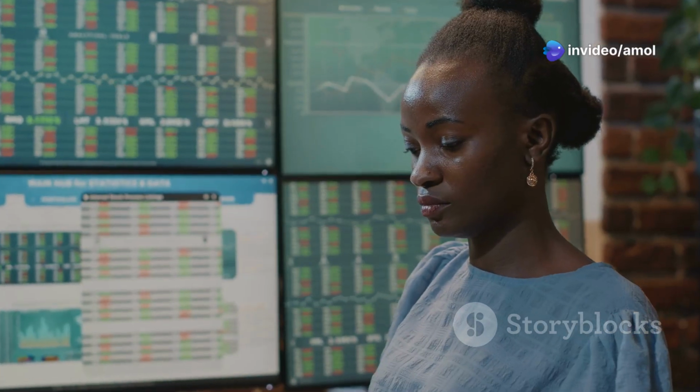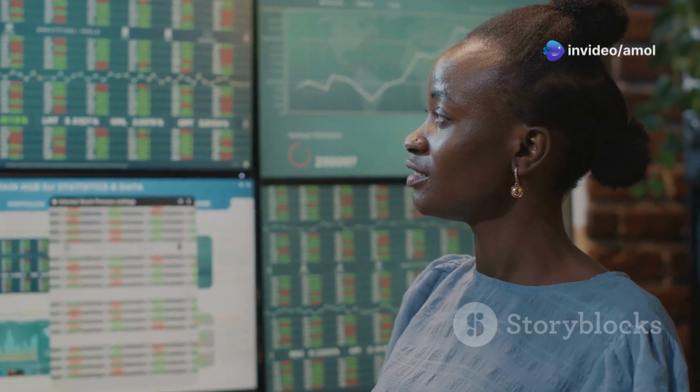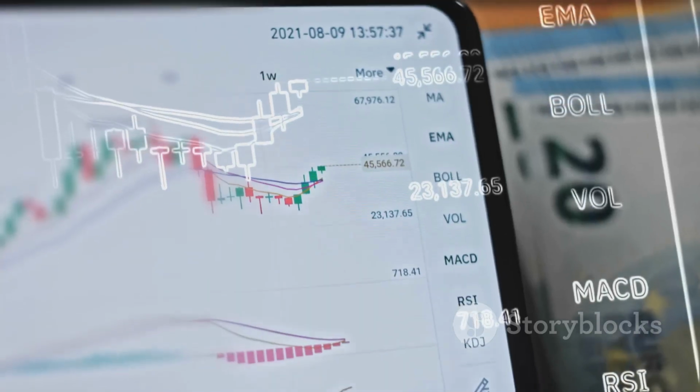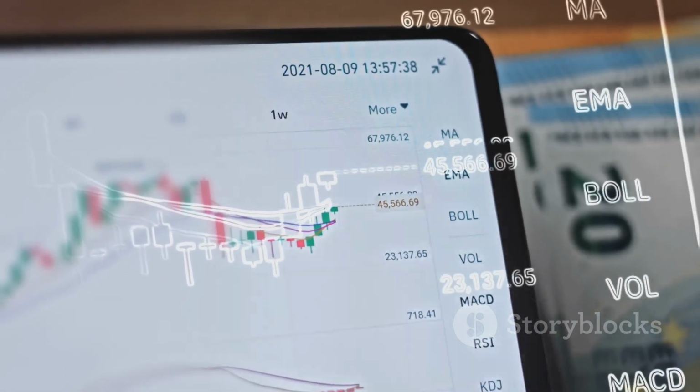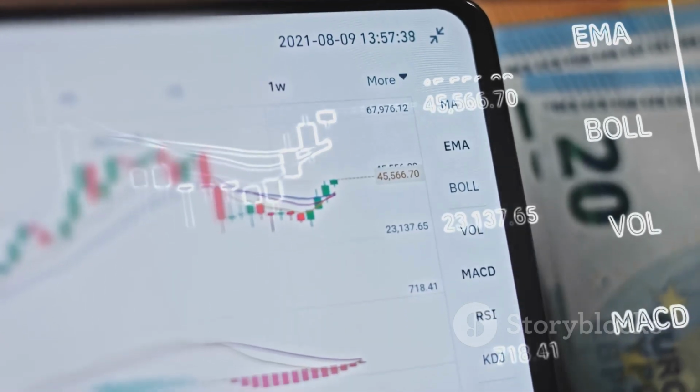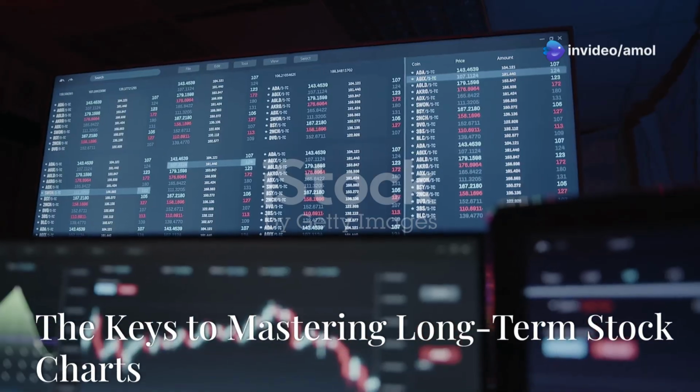Another widely used indicator is the Moving Average Convergence Divergence, or MACD. The MACD is a trend-following momentum indicator that shows the relationship between two moving averages of prices.